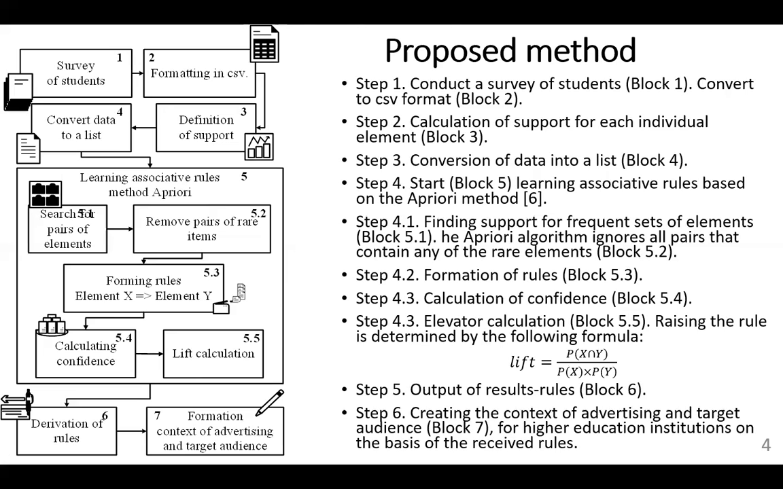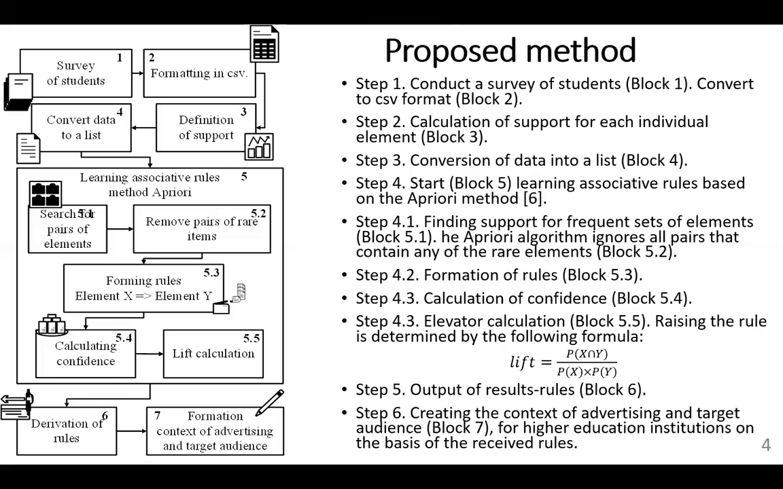Block number 2. Step 2. Calculation of support for each individual element. Block 3. Support is simply the number of transactions during which a particular product or combination of products occurs. Step 3. Conversion of data into a list. It's block number 4.